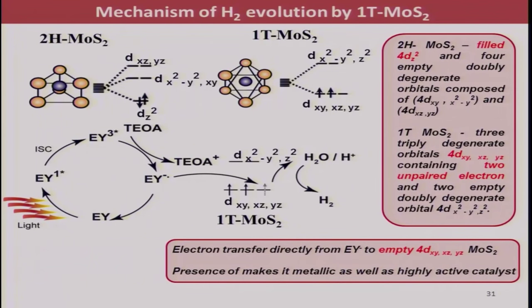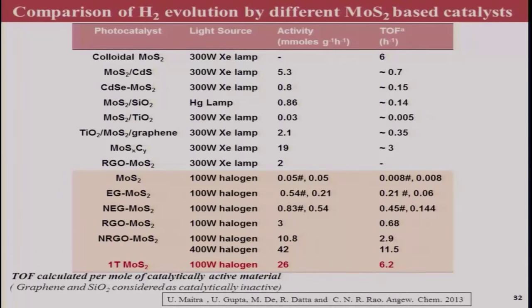In fact, you can see the 1T-MoS2 has different electronic levels compared to 2H-MoS2, and we are going to donate an electron from the anion of the dye to one of the YZ orbitals, the unoccupied YZ orbital of 1T-MoS2. In this kind of a process, we could get very good hydrogen.